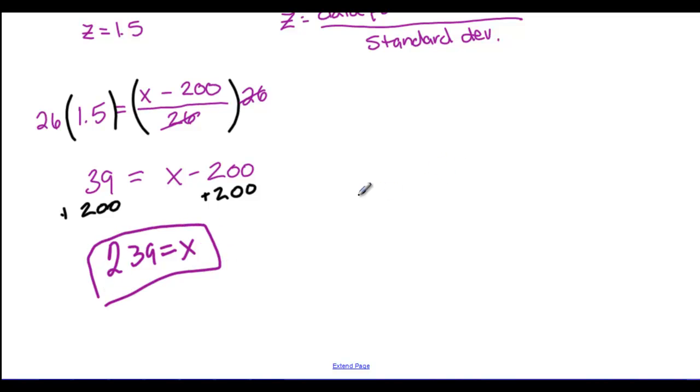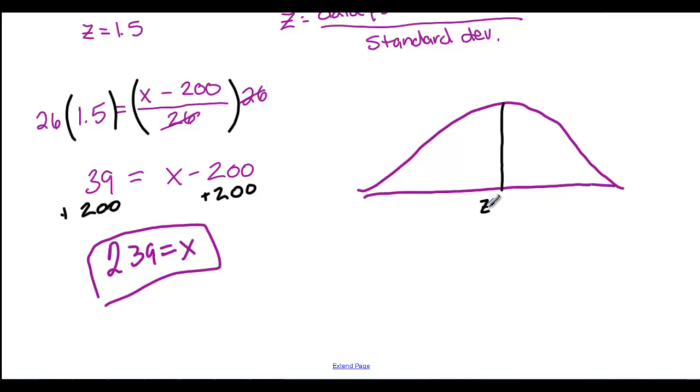If we wanted to look at that in picture form, so here we have a z-score of 0 because that's at the mean, and we're looking for 1.5, so a z-score of 1.5. Well, translating that, the mean test score was 200, and the test score that corresponds to 1.5 standard deviations above is 239. And we're looking for all the people that are here or above.